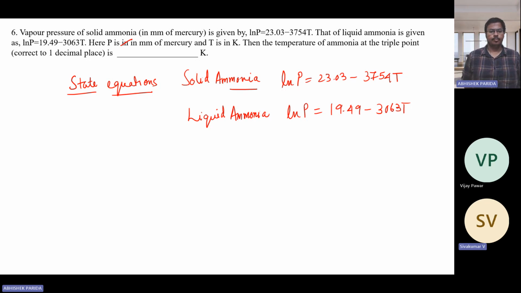Actually, sir, I'm getting temperature in the order of 10 power minus 3. I hope so. Here, ln P equals 23.03 minus 3754 divided by temperature, or is that multiplication, sir? Okay, I'll check whether it is multiplication. Yeah, maybe that might be a mistake. Just I'll check. Yeah, it is divided. You are correct. Very correct. Sorry for that. So it is divided by T.